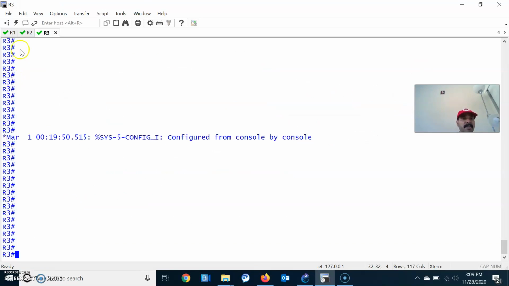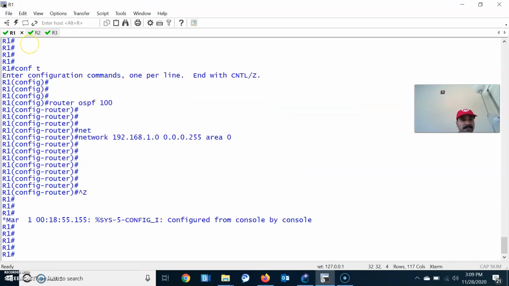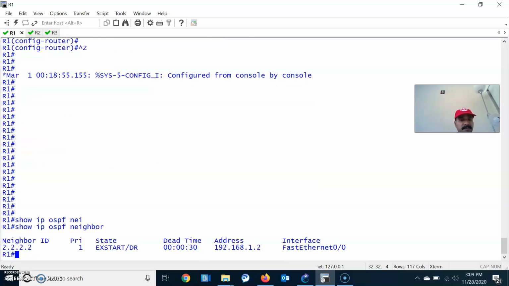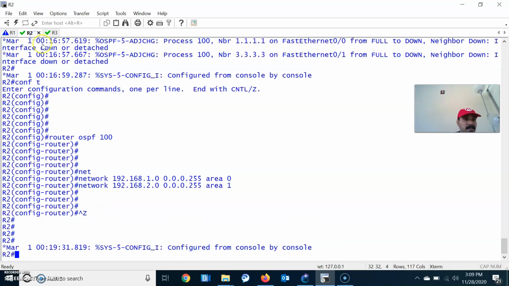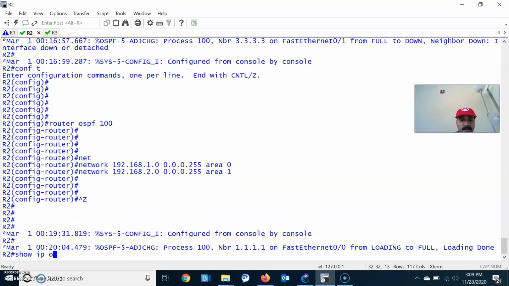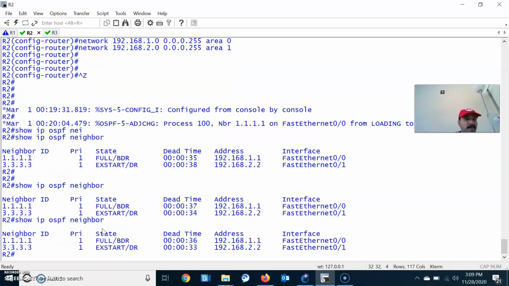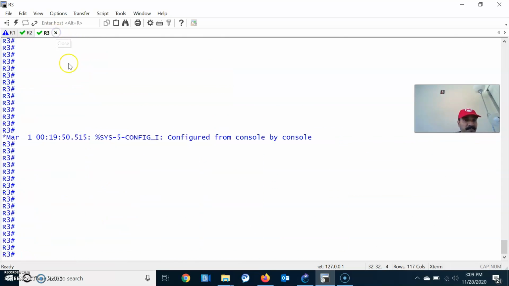Now, let us check the neighbor relationship. Show ip ospf neighbor. Still it is not established. It should show the full state, but still it is showing the exstart state. That means it is trying to establish a neighbor relationship. Let us check R3. Show ip ospf neighbor.